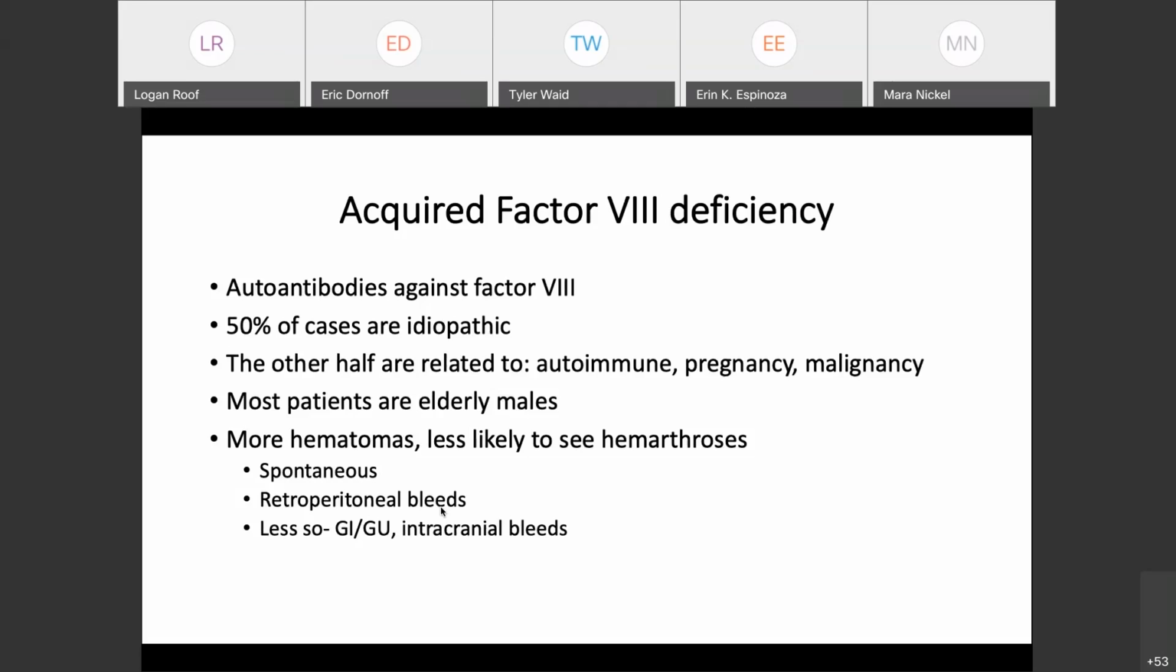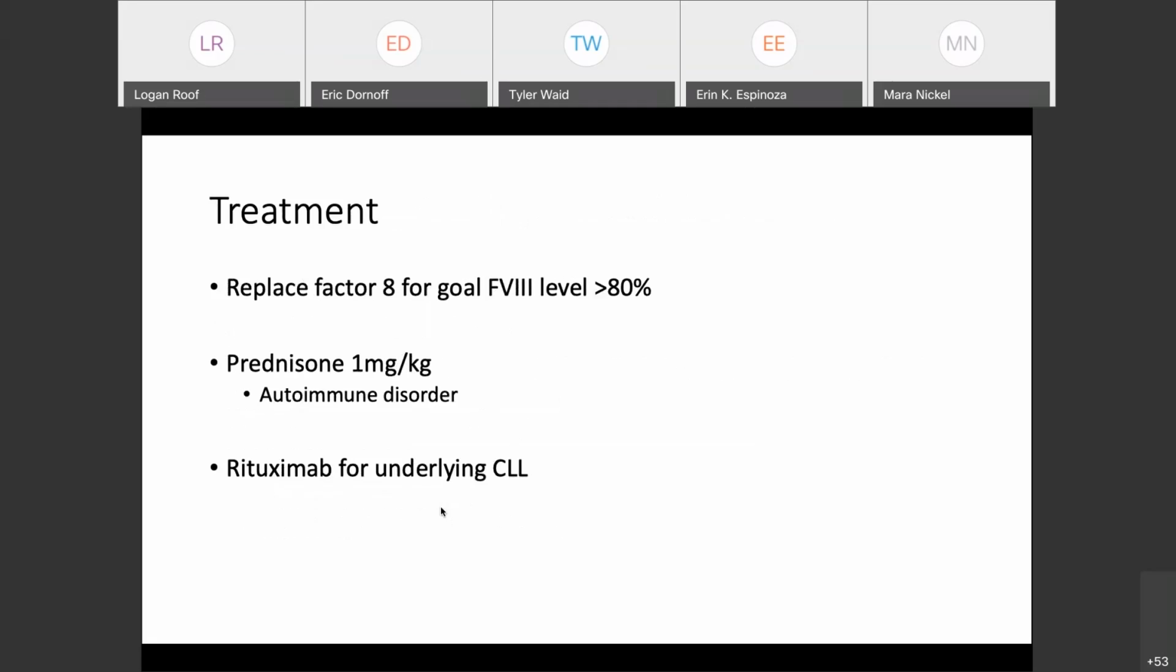The bleeds are going to be spontaneous, be retroperitoneal; less so you'll see GI and GU and intracranial bleeds, but that's not as common, but it is possible. Treatment is pretty easy, just replace the factor VIII. And the way you know that you're replacing it enough is you check the factor VIII levels. And usually the goal with these patients is more than 80%.